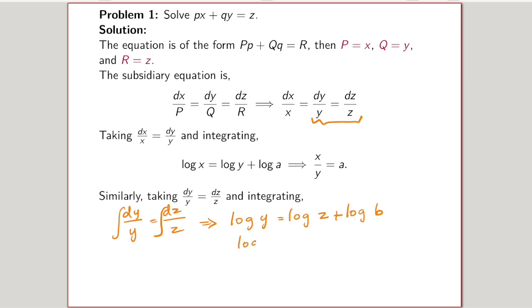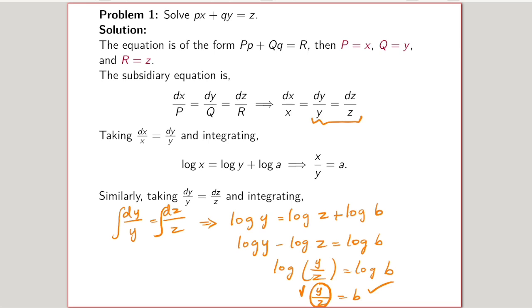So now similar to the previous equation, we can bring log z to left hand side, and using the log property we can write it as log y by z equal to log b, and now this can be written as y by z is equal to b. So this is our second solution. So this term is taken as b.